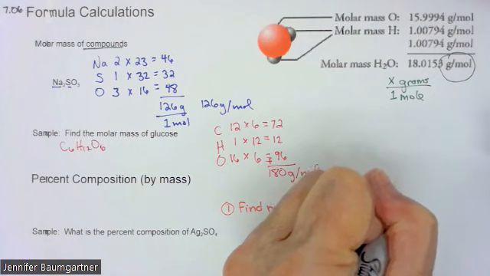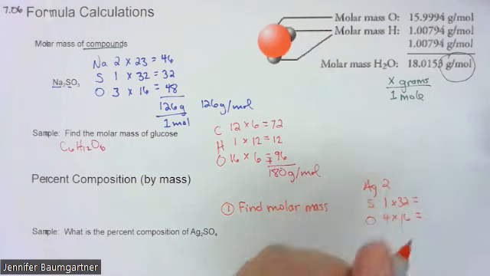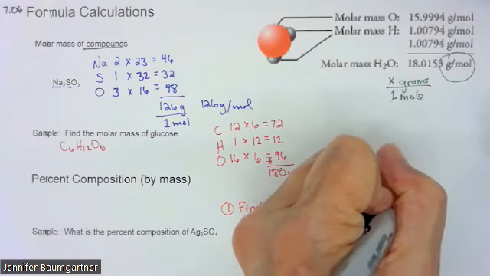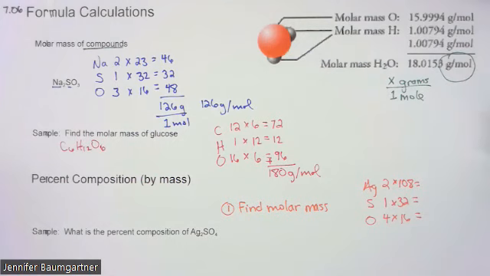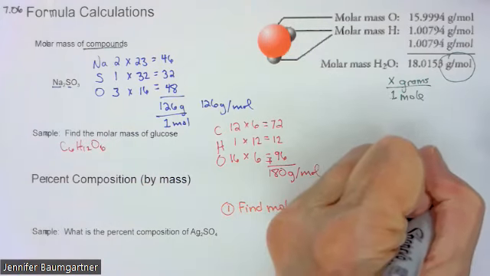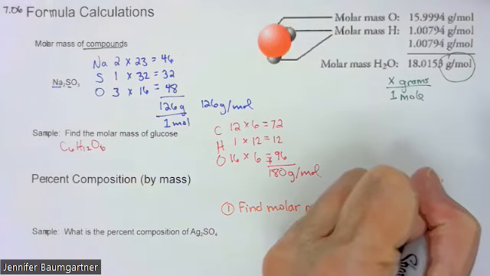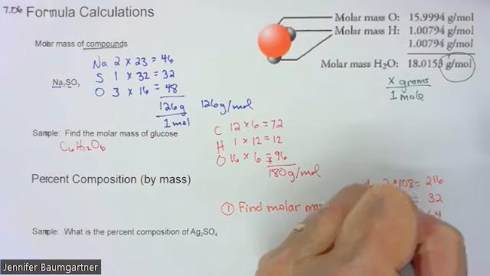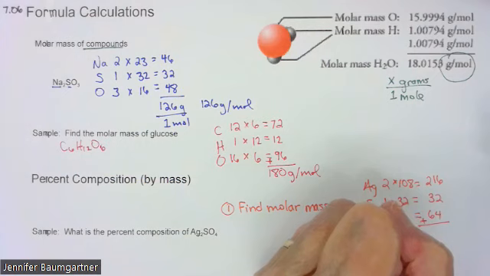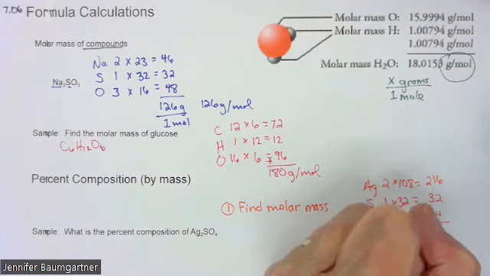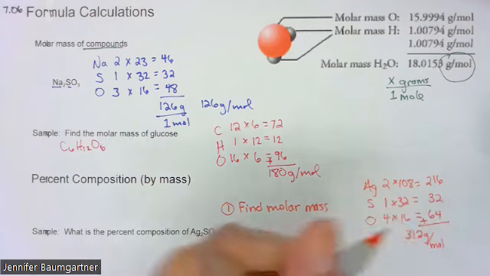Oxygen is 16, sulfur is 32. We've already established that. And when I look up silver, I see that I have 108. All right, when I multiply those, I get 216, 32, and 64. I add those up to get the molar mass. My molar mass is 312 grams per mole.